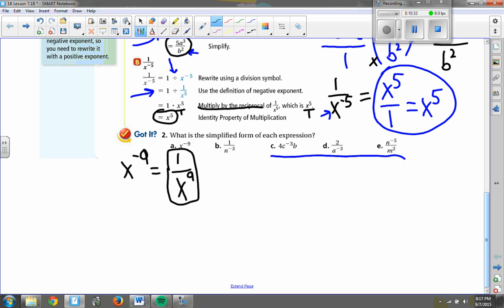Now, letter B is just like this letter B that we looked at right up here. 1 over n to the negative 3rd power. So our rule and all this algebra that we did up there told us that 1 over n to the negative 3rd should flip over and become now n to the positive 3rd over 1 instead. And we know that n to the 3rd over 1 is just equal to n to the 3rd.